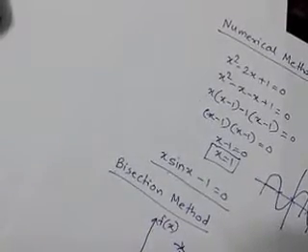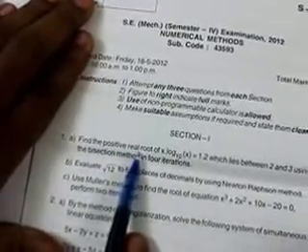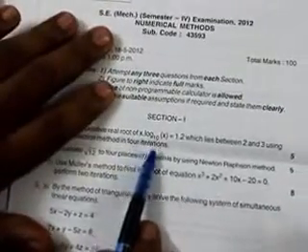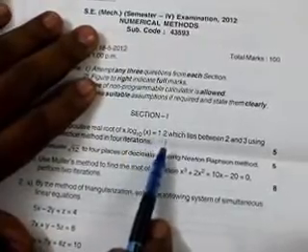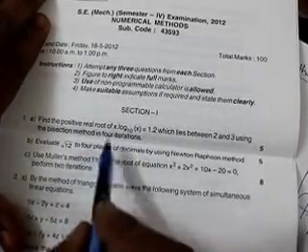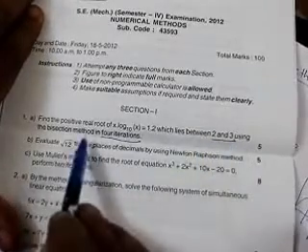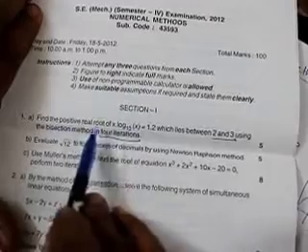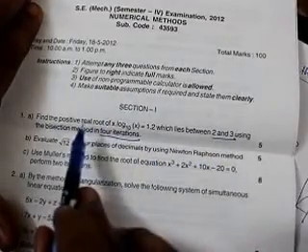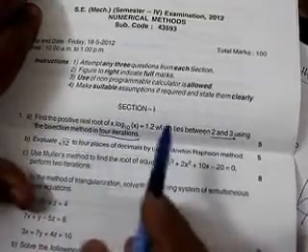Let me show you an actual exam paper question. If you can see here: find the positive real root of x log x to the base 10 equal to 1.2, which lies between 2 and 3, using the bisection method in 4 iterations. As you can see, the number of iterations is given and 2 and 3 is given. Positive real root and everything, don't worry about that. Between 2 and 3, it's going to be a positive root. We're not going to worry about the imaginary roots of this.